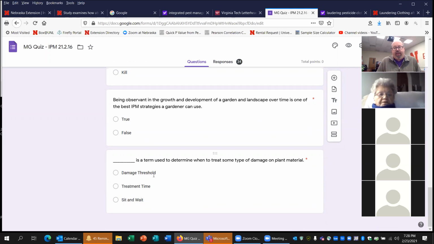Blank is used to determine when to treat some type of damage on plant material. That's your damage threshold. That's telling us if it's time to do the treatment. That's when you have 8 grubs in a square foot of turf. That's an example of a damage threshold. It's time to treat.